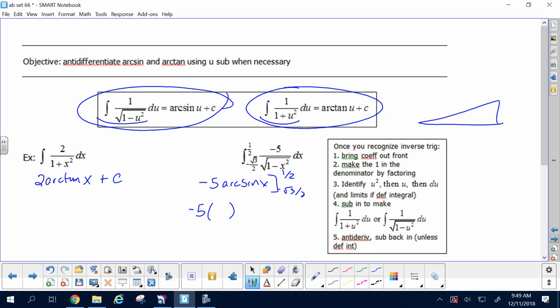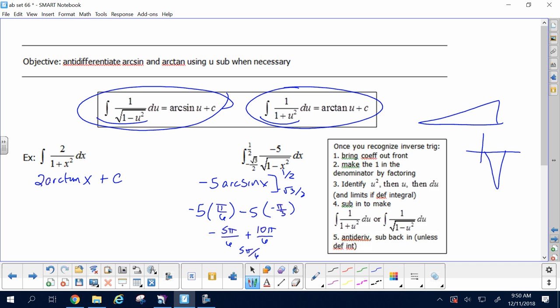Pi over 6. Minus 5 times arcsine of negative root 3 over 2. At what angle is sine root 3 over 2? Negative pi over 3. So I get something like negative 5 pi over 6 plus what? 5 pi over 3, which is 10 pi over 6. If I turn my final answer in as 5 pi over 6 positive. So far, so good? Okay.